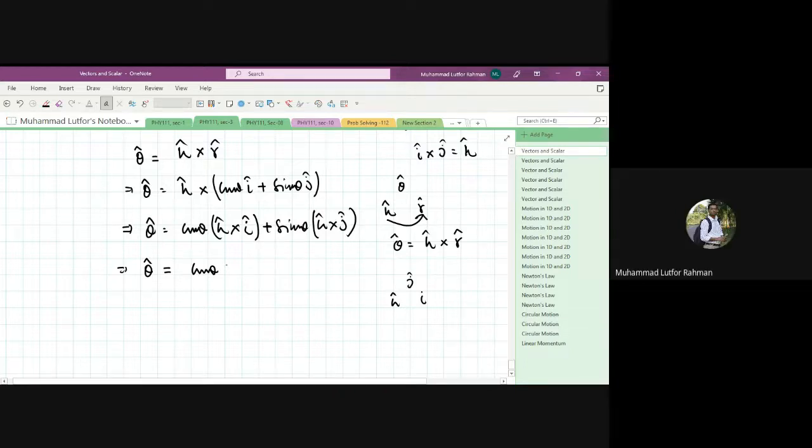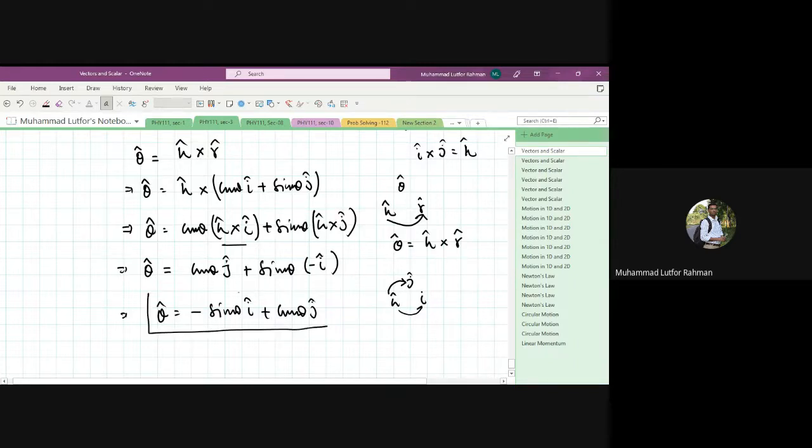So k cross i is over here. You can write k cross i is going to be plus j. What about k cross j? K cross j is this one. This is a clockwise direction, right? It would be minus i. Then I can write down this theta hat will be basically minus sine theta i hat plus cos theta z hat. So that would be basically the unit vector of this theta hat in polar coordinate system.